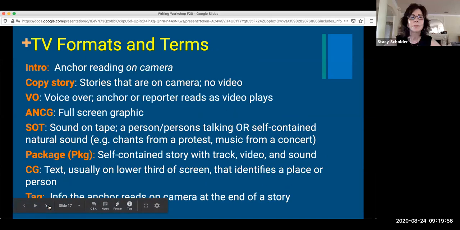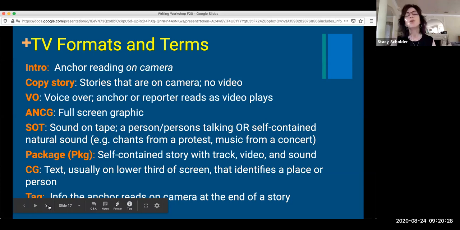Okay, TV formats and terms, just a few things here. This goes beyond the writing, but just so you're familiar when you get an assignment to write a story. An intro is usually an anchor reading a story on camera. A copy story is usually an entire story on camera, not too long, but an entire story might be 15, 20, 25 seconds at the most. You may have heard of a VO, which is a voiceover, which is when an anchor or reporter reads video as it plays. An ANCG is a full screen graphic.